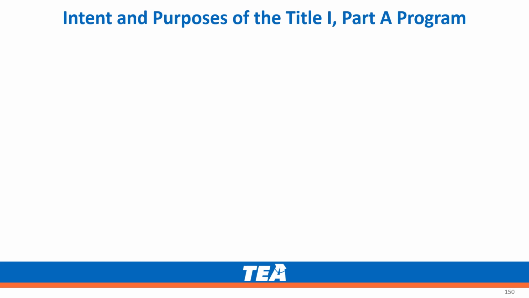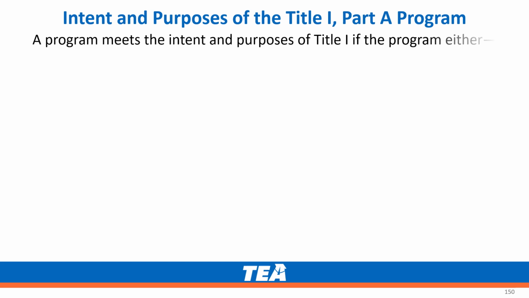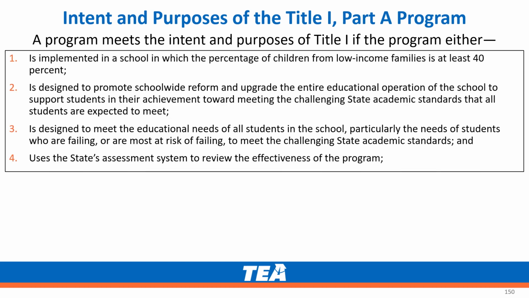Before an LEA makes the decision to skip a campus, it must be aware of the statutory requirements associated with a program that meets the intent and purposes of Title I Part A. A program meets the intent and purposes of Title I Part A if the program either is implemented in a school in which the percentage of children from low-income families is at least 40%, is designed to promote school-wide reform and upgrade the entire educational operation of the school to support students in their achievement toward meeting the challenging state academic standards that all students are expected to meet, is designed to meet the educational needs of all students in the school, particularly the needs of students who are failing or at most at risk of failing to meet the challenging state academic standards, and uses the state's assessment system to review the effectiveness of the program.